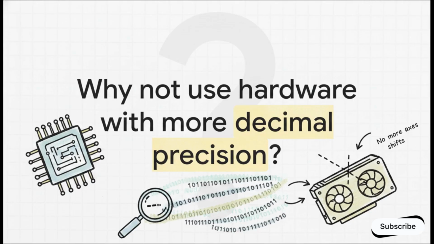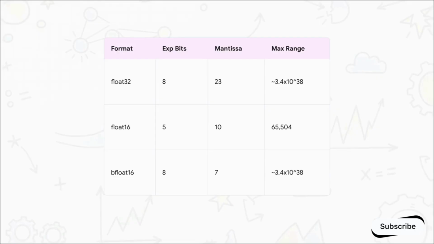If the math is really this incredibly fragile on our GPUs, why don't we just use hardware with more decimal precision? Like, why not just throw way more bits at the problem so we don't have to do all this crazy axis shifting in the first place? Well, when we look at the actual silicon-level trade-off, the issue becomes pretty clear.